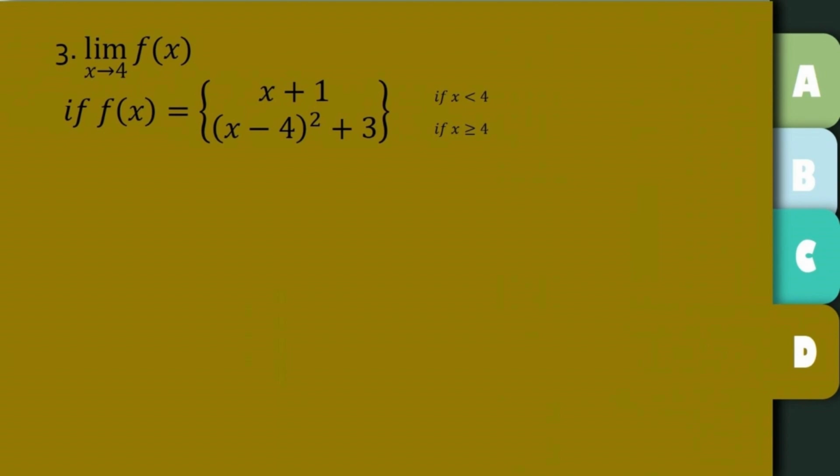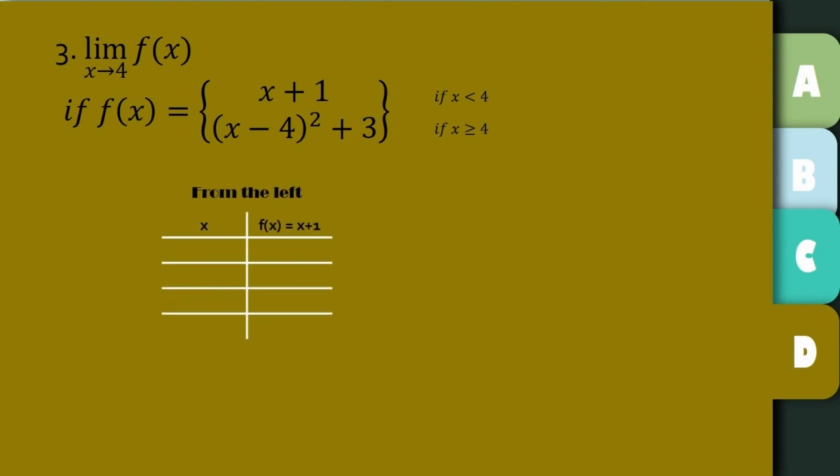Once that is done, you need to do the table form and find the numbers closest to the target from the left and from the right. So first on the left we have 3, 3.5, 3.9 and 3.99. After that, substitute the x into f of x. So we have 4, 4.5, 4.9 and 4.99.